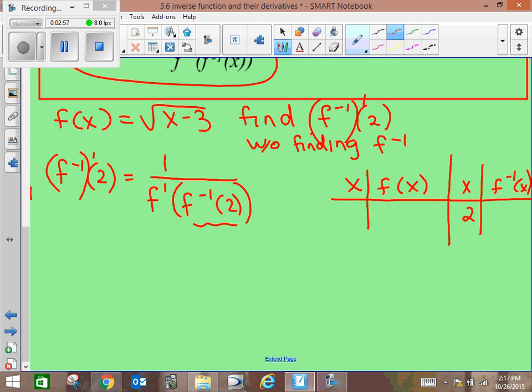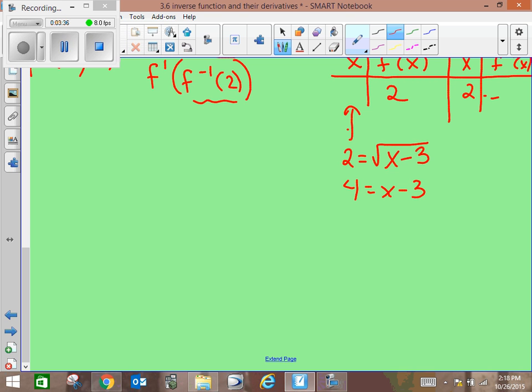We're not supposed to know what f inverse of 2 is, but what do you know about inverses? On the inverse function, 2 equals f of x. You switch these around. So what we want to know is when 2 equals f of x. You think you can solve that? This is f of x, we want to know when it equals 2. So what are we going to do first? Square it, and we get x equals 7. So this is 7.